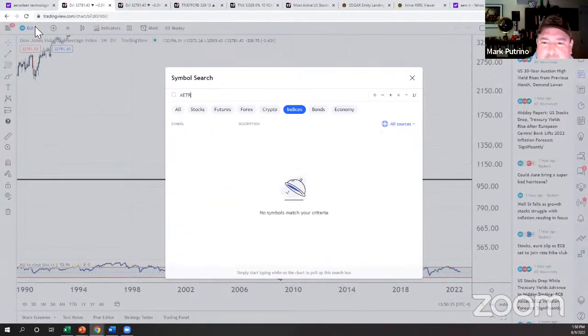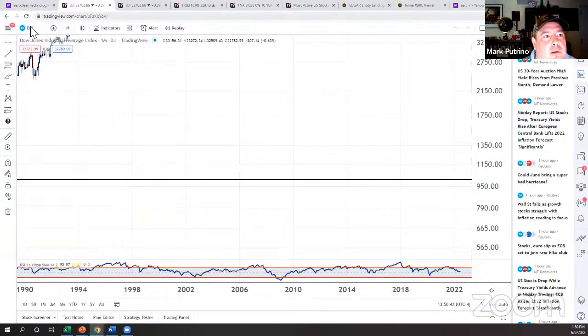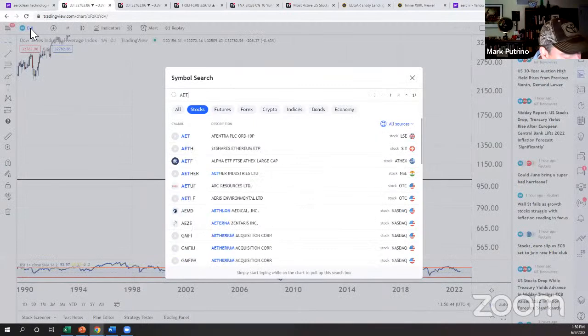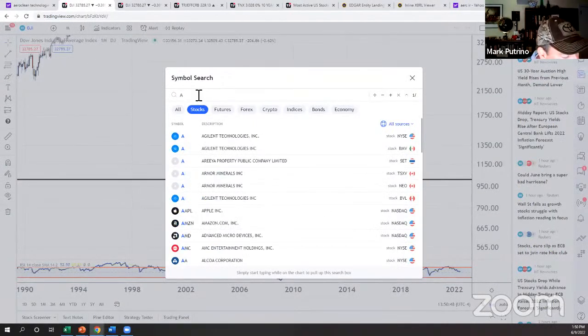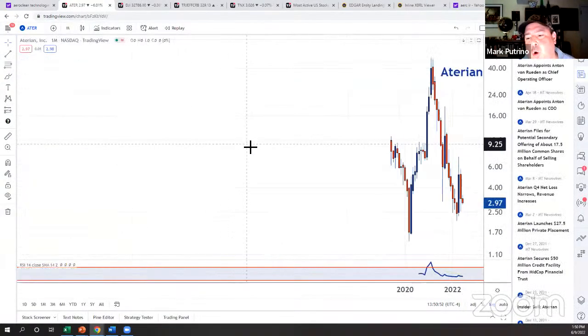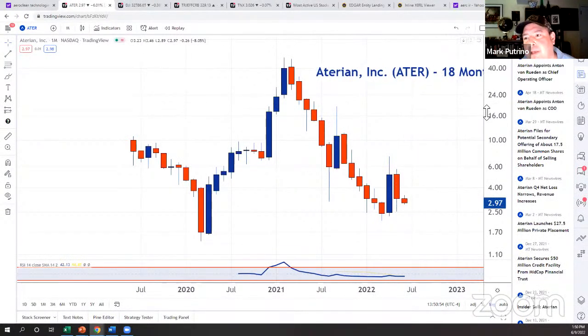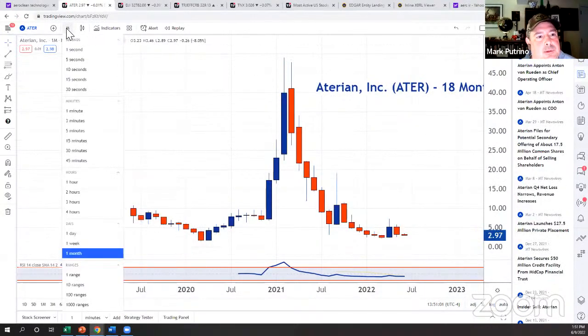Let's see, ATR is one of them. ATER. Well, anyway, my point is that a lot of these so-called Reddit stocks, or the meme stocks. I'm going to just put this onto here.